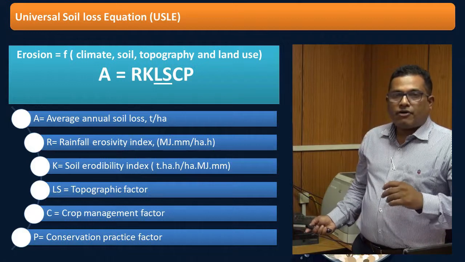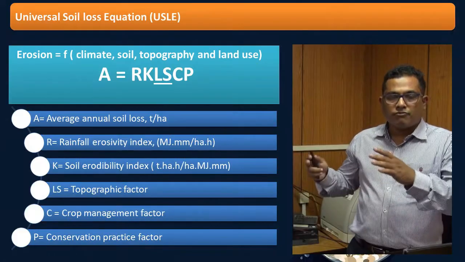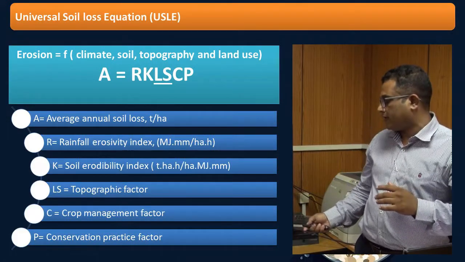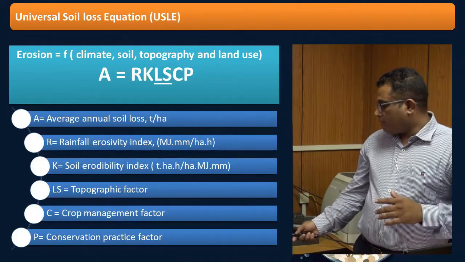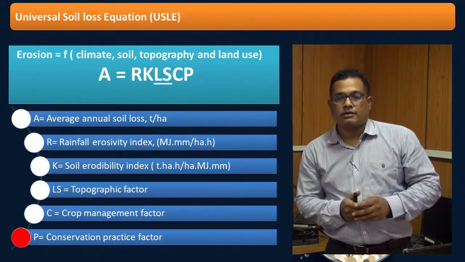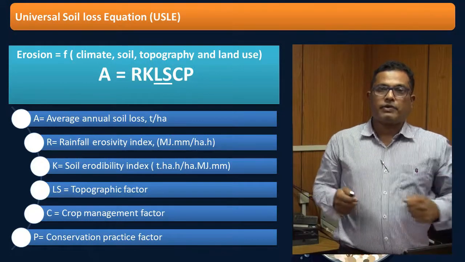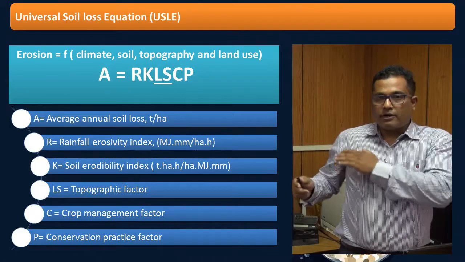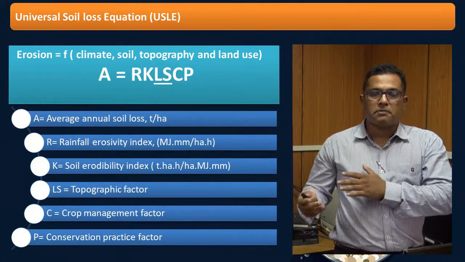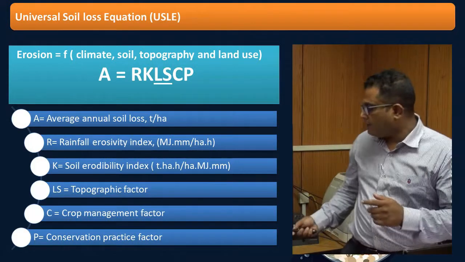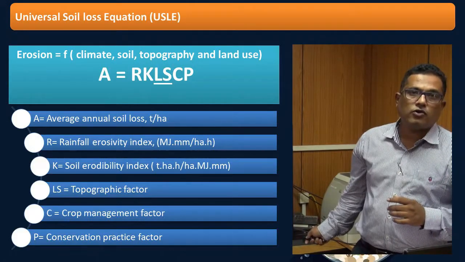So this crop management factor is the agronomical management, how well the particular land is managed or covered with crop. If there is no crop, barren land, this factor will be 1. And P is the conservation practice factor. As we have already studied in land capability classification, if any conservation practice is adopted, like contour farming, strip cropping, bunding or terracing, then this factor value will change. If there is no conservation practice, the value will be 1.